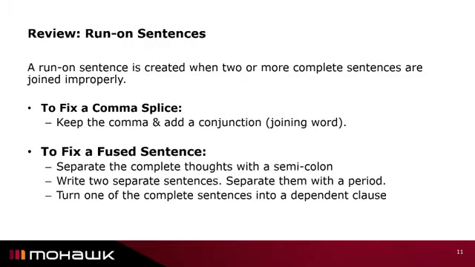Let's take a look at what we talked about today. A run-on sentence is created when two or more complete sentences are joined improperly. To fix a comma splice, you can keep the comma and add a conjunction, which is a joining word. To fix a fused sentence, you can either separate the complete thoughts with a semicolon or write two separate sentences and separate them with a period. You may also turn one of the complete sentences into a dependent clause.